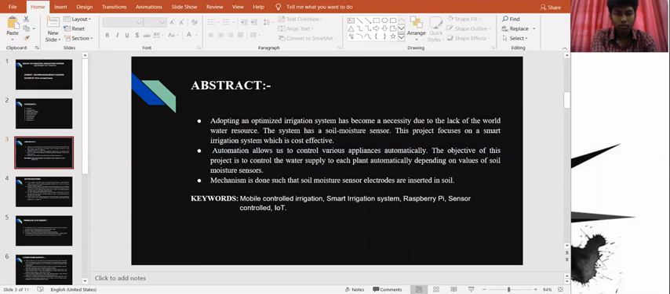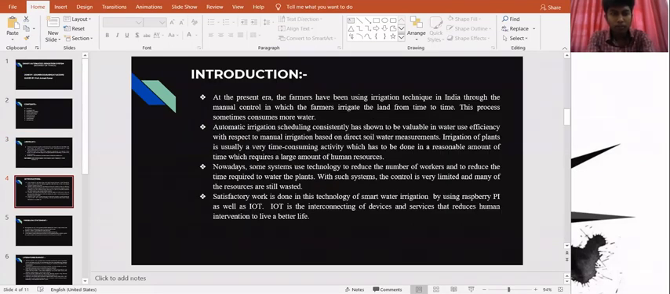The objective of this project is to control the water supply to each plant automatically depending upon the values of the soil moisture sensor. The mechanism used is such that the soil moisture sensor electrodes are inserted in the soil. The keywords here are mobile control irrigation, smart irrigation system, Raspberry Pi, sensor control, IoT. Moving on to the introduction.